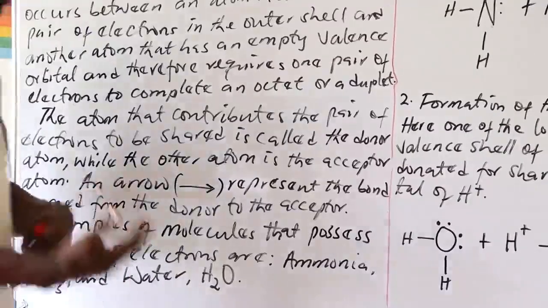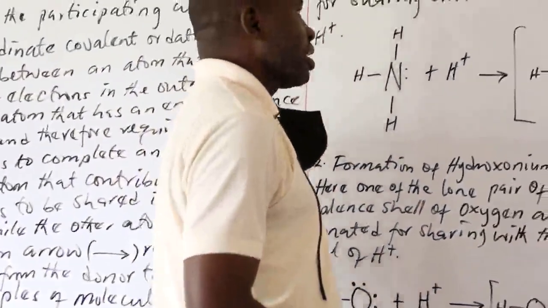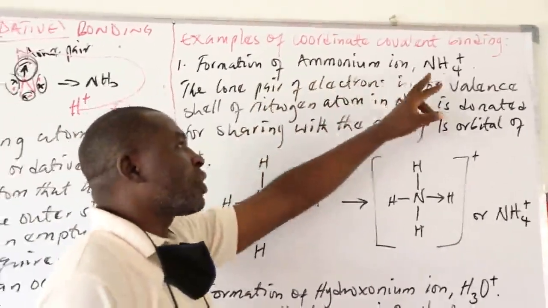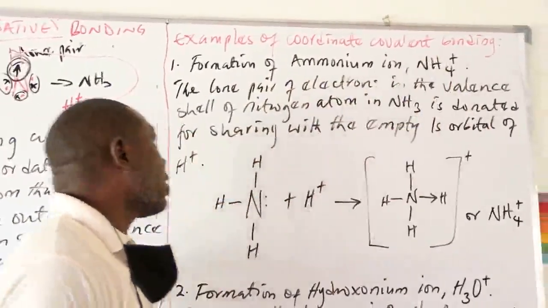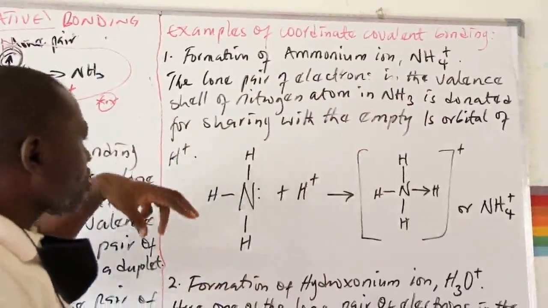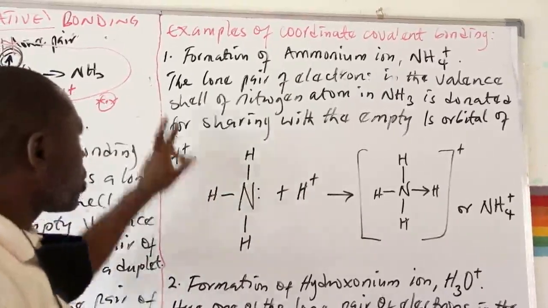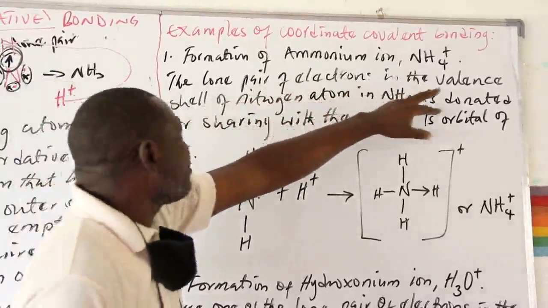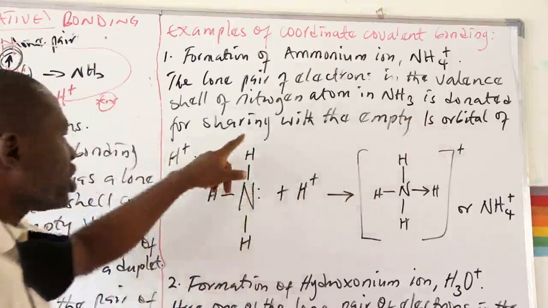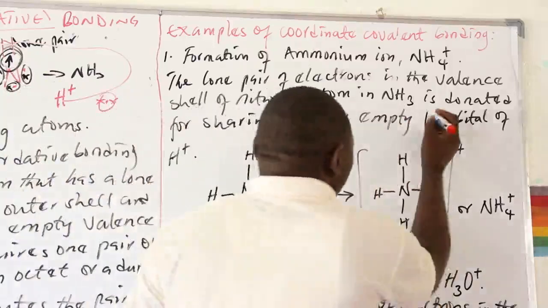So now let's take a look at some examples of coordinate covalent bonding. Okay, the first one we have here is the formation of the ammonium ion, that is NH4+. The ammonium ion is formed between nitrogen and the hydrogen ion. Ammonia and hydrogen ion. So the lone pair of electrons in the valence shell of the nitrogen atom in ammonia is donated for sharing with the empty 1s orbital of the hydrogen ion.